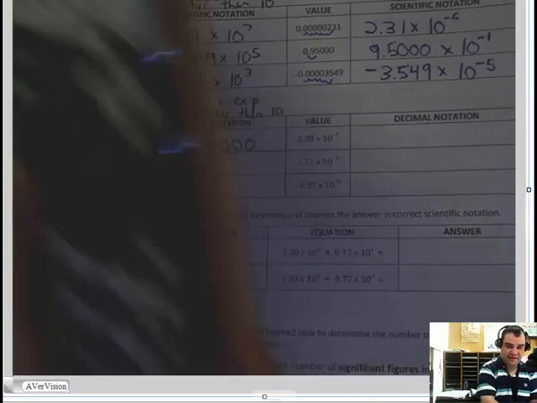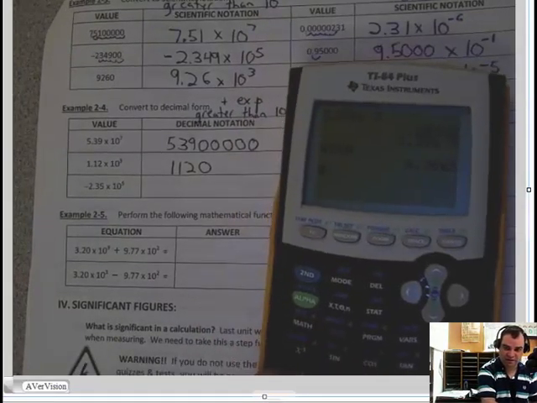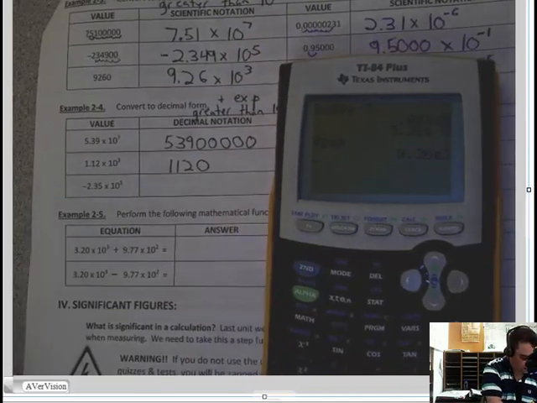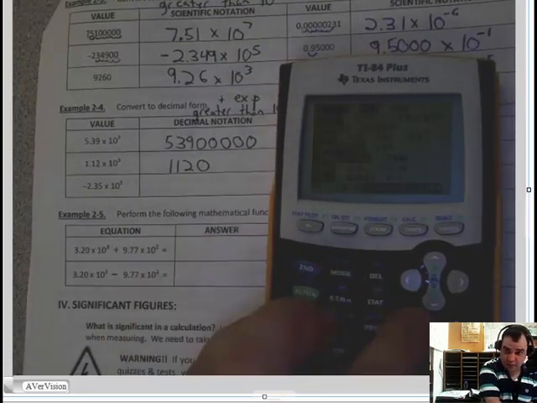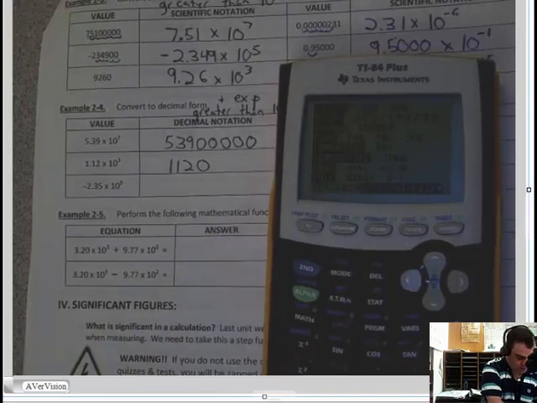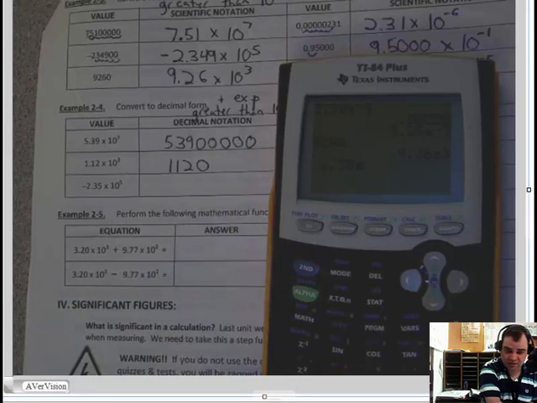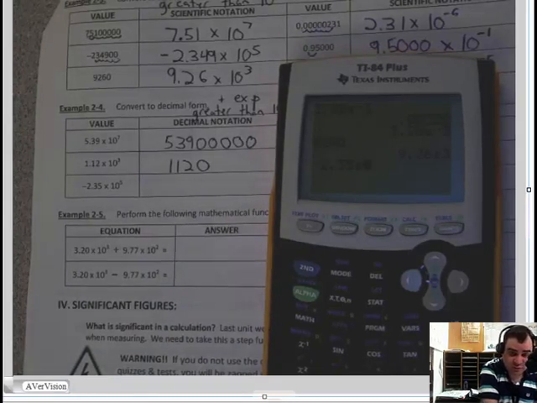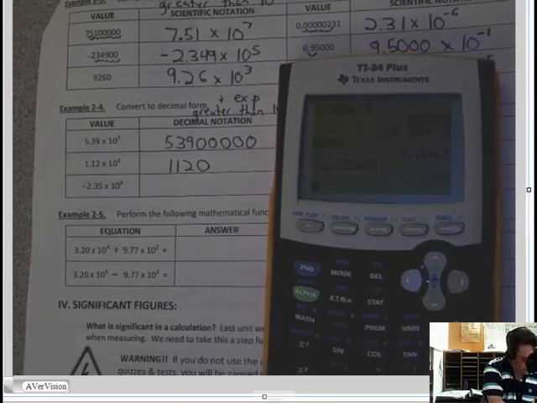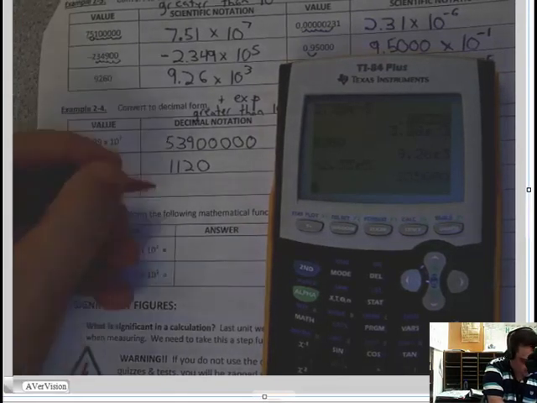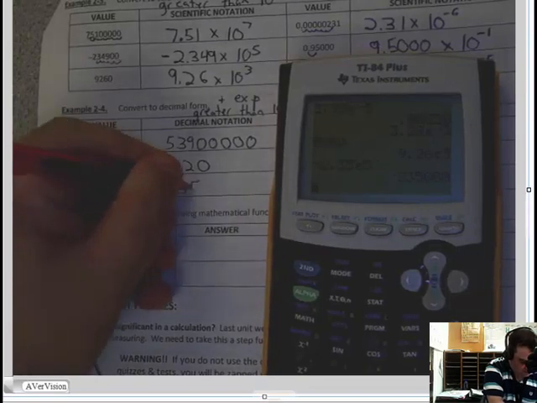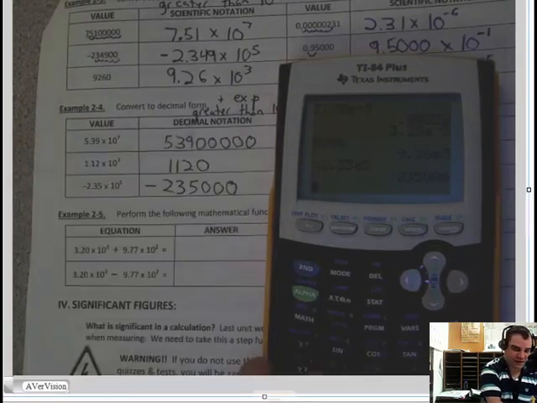Or you can also use your calculator if you really wanted to, as long as the answer will fit on the screen. I'm going to switch the mode over to normal for this. Clear, negative 2.35, second E. Remember, no times, no tens, no carrots, just E's. Okay, 5. And we get negative 235000. Okay.